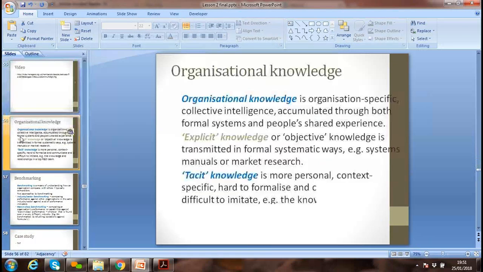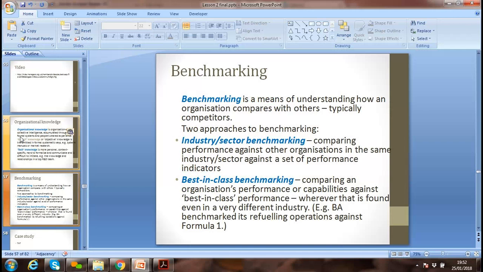Okay. Then we need to look at knowledge. We need to arrange it in our organization: organizational knowledge, collective intelligence. As an organization, if we want to grow and achieve, we need knowledge for it. Tacit knowledge is more personal knowledge, specific to context. We need benchmarking. We need to understand and look at the industry benchmark.